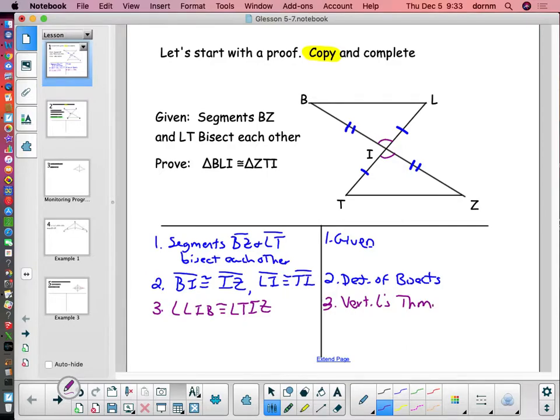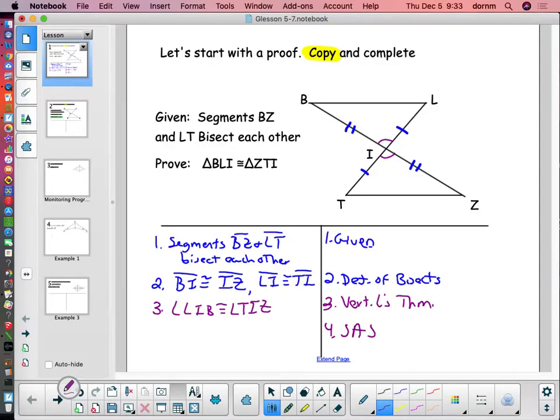Okay? Not just vertical angles. It has to be the theorem because we're including congruent angles. You could also say vertical angles are congruent. That's okay. Now, do I have enough information for a shortcut? Which shortcut? SAS.